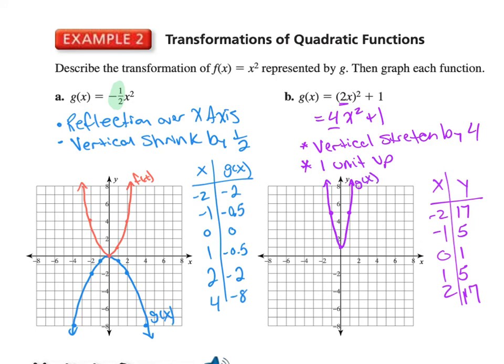And if you want to look at the parent function again, it's not a bad time to look at it, to compare. So you notice that the original one is a wider graph, so the new one is a more narrow graph. It is a vertical stretch, and you notice it is moved up 1 unit.